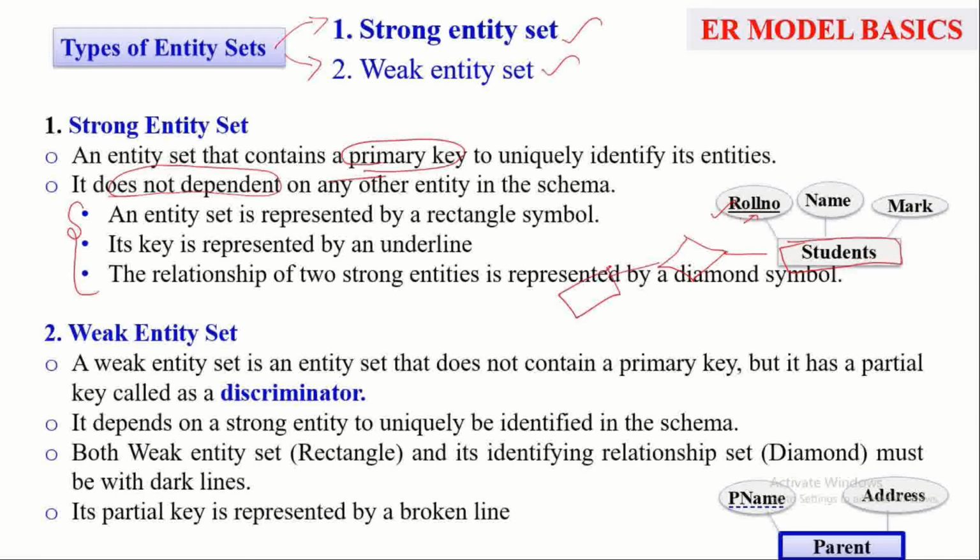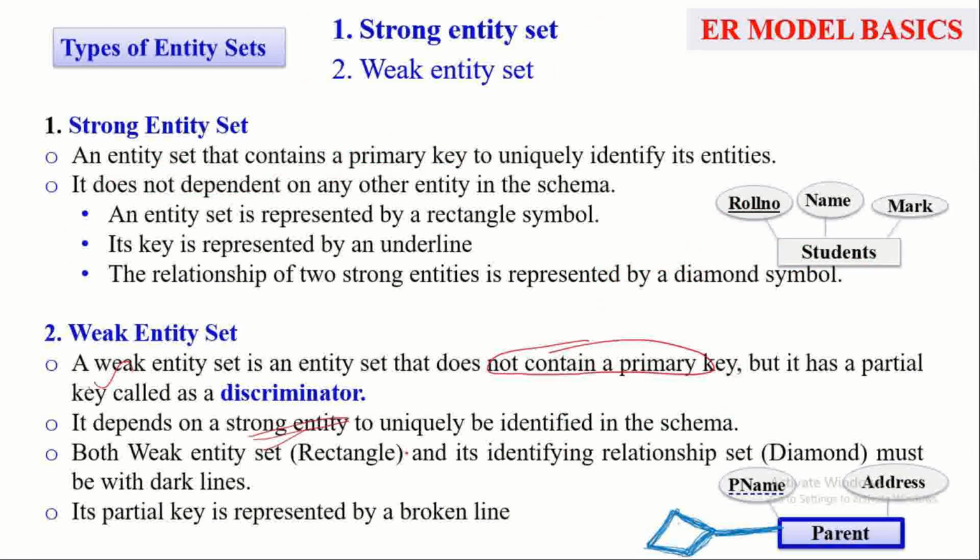Let us now discuss a weak entity set. A weak entity set does not contain a primary key, but it has a partial key called a discriminator. A weak entity set always depends on a strong entity to be uniquely identified in the database schema.